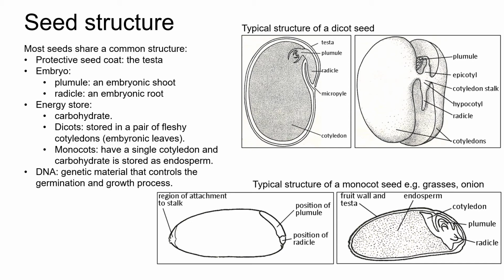Monocots have a single cotyledon, and carbohydrate is stored as endosperm. In grains like wheat, for example, the endosperm is what we grind up to make flour. The seed also, of course, contains DNA, so all the genetic material which controls the processes of germination and emergence.